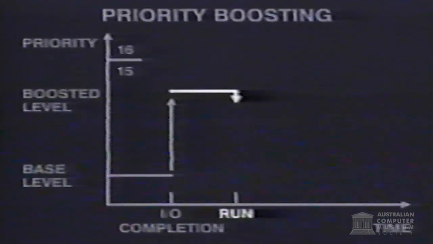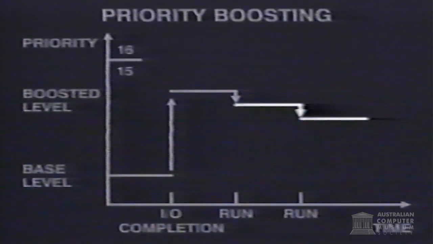Whenever a promoted process is executed, its priority is demoted 1 level. Therefore, unless the process is again promoted due to an I/O completion, its priority will tend to fall back to the initial or base level.